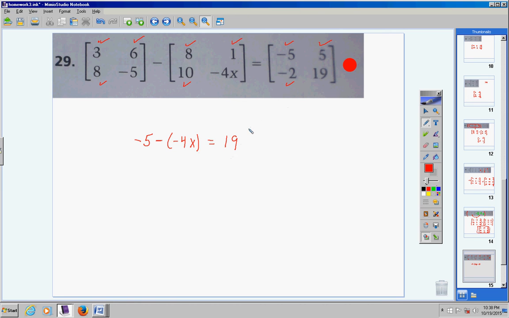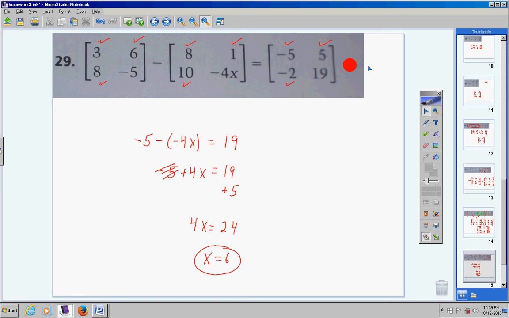Step 1, simplify both sides. You cannot simplify the right side, but you can simplify the left side. We have a 4x that has two signs, a negative and a negative. Whenever a term has two signs and they're the same, we make it positive, so negative 5, positive 4x. Okay, next we're going to get x by itself. We take this negative 5, bring it over, make it a positive 5. So you're left with 4x equals 24. Now divide both sides by 4 and x equals 6.